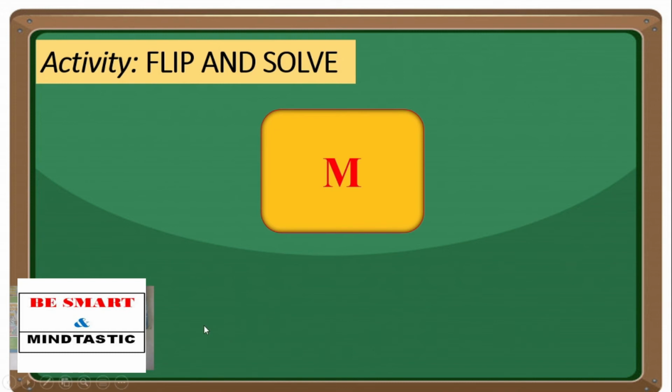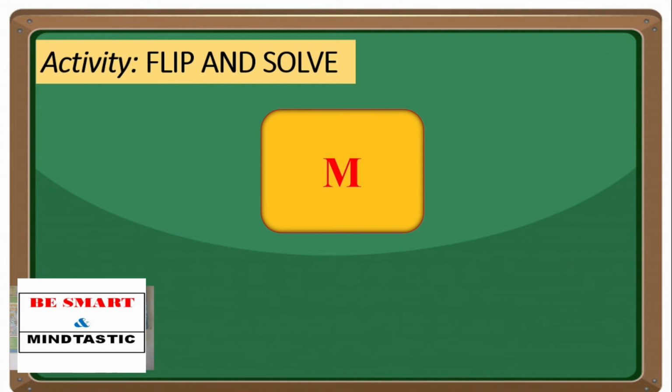Now I want you to bring out a sheet of paper and let's have this activity, flip and solve. This is very easy, class. You just solve it mentally. You can do it, class. Okay? So let's start. For letter M, I will flip the box and then you will answer the proportion.